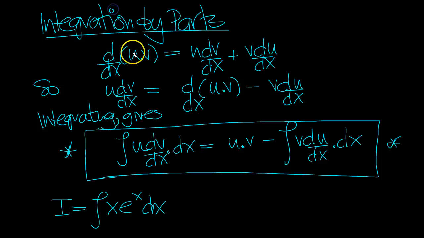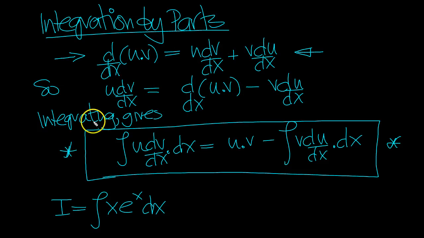Integration by parts then. We know the product rule for two products u times v is u dv/dx plus v du/dx. Here's the product rule formula. So we could rearrange this as u dv/dx equals d by dx of uv, and move this over to be minus v du/dx, isn't it? So we get this line here.